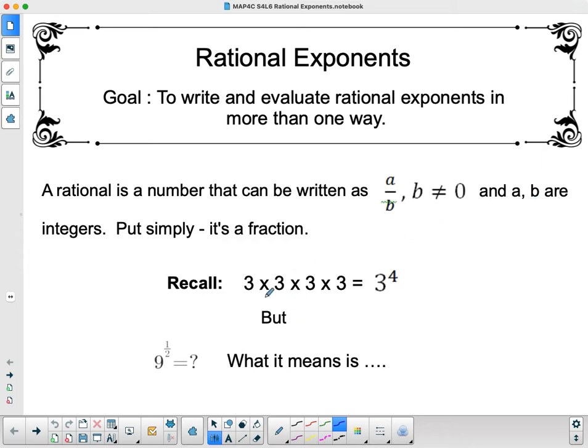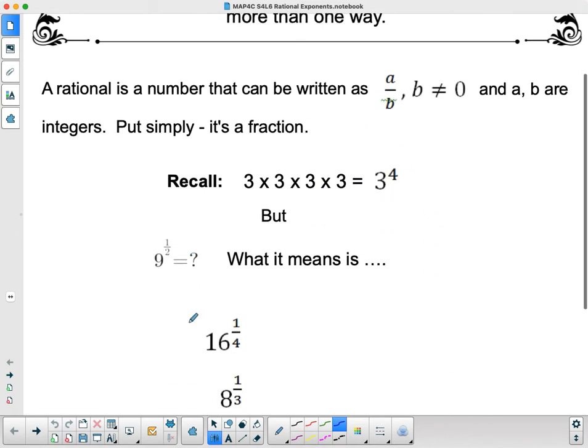Now, recall when we had 3 times 3 times 3 times 3, that meant 3 to the exponent 4. But 9 to the 1/2, what the heck does that mean? We have half a 9 multiplied together? That doesn't mean anything. It does not mean 9 times a half. Okay, let's make that really clear right now. What it actually means is that it's a root of 9. And in this particular case, it's a square root of 9.